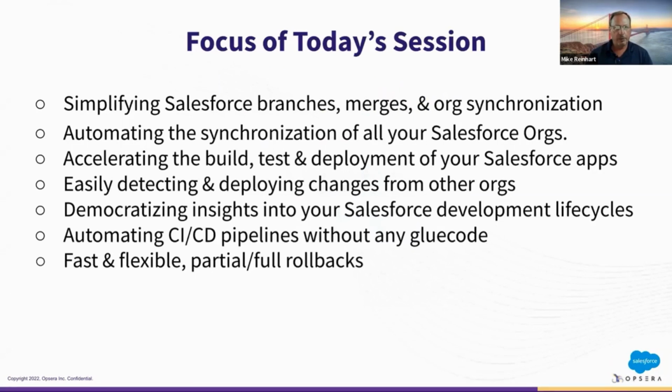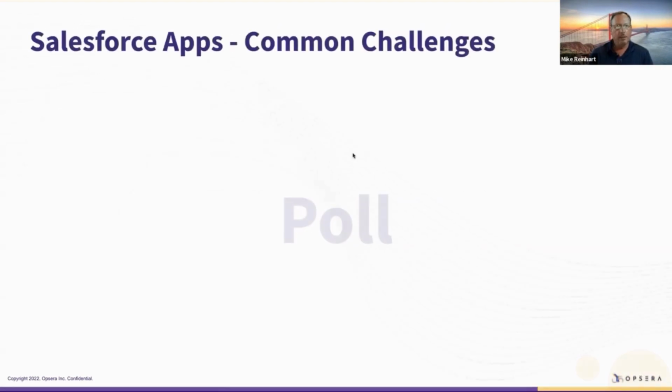And then onto the focus of today's session. These are the key areas we're going to be honing in on through the demonstrations that you'll be seeing shortly. Really simplifying the branches, merges, and org syncs, automating the synchronization of all your Salesforce orgs, accelerating the build, test, and deployment of your apps, easily detecting and deploying changes from other organizations in your code, democratizing the insights into your Salesforce development lifecycle as well, meaning giving people the ability to see dashboards down to individual performance levels in that life cycle, automating your pipelines without any glue code, and then showing how fast and flexible partial and full rollbacks can be in our environment.